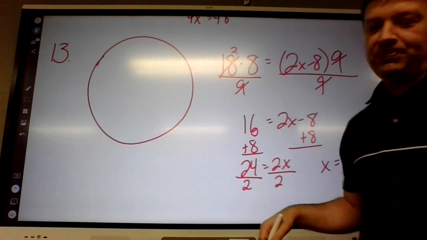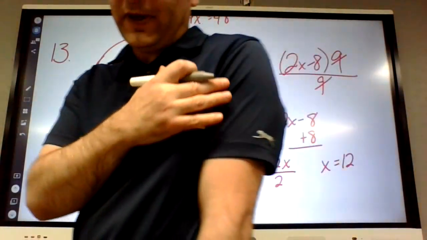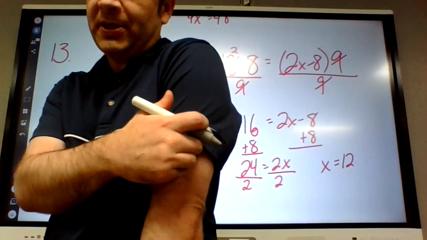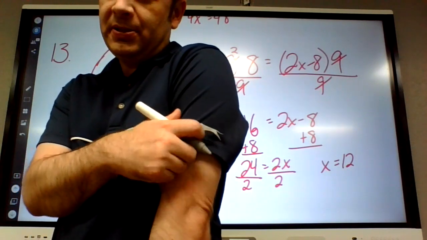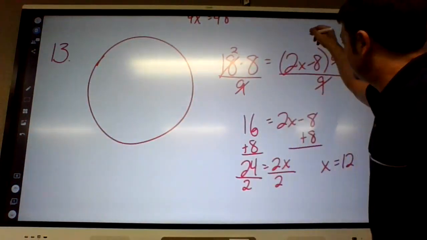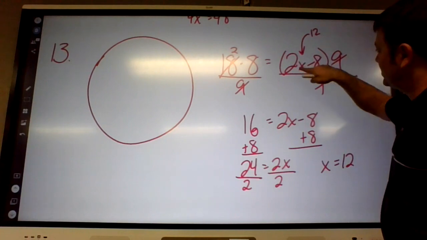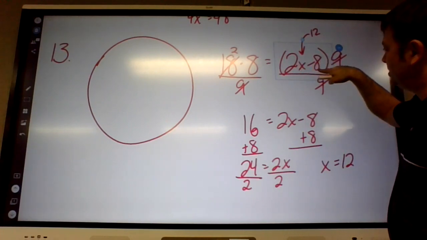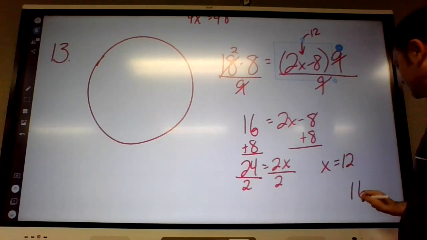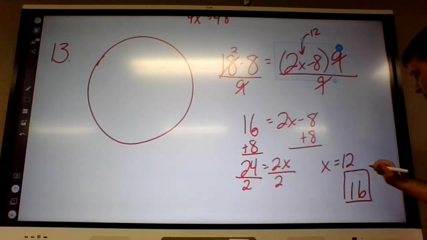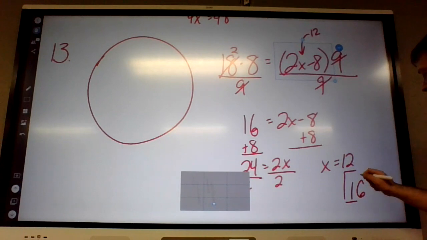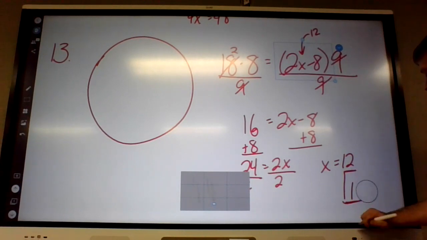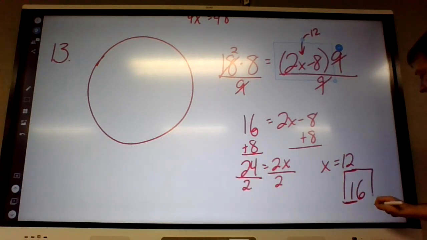Okay, if we plug 12 back in to find CE, it's 2 times 12 minus 7 plus 9. Or I guess we could just do 2 times 12 minus 8, that would work too. 2 times 12 is 24 minus 8 is 16. It's 16. Sorry, guys. I have a problem with my sixes.